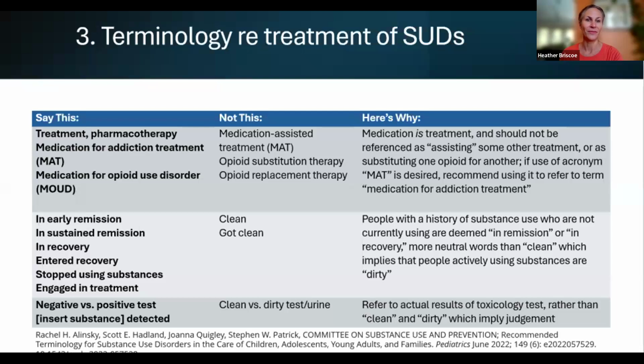And then again, with the treatment of substance use disorders, we used to say medication assisted treatment, but we've really shifted to medication for opiate use disorder, MOUD. And if you do still use MAT, it's shifting from medication assisted to medication for addiction treatment. The reason being that a lot of people feel like MAT is just substituting one thing for another or just assisting, but it really is the treatment. So shifting our language to be more aligned with the medical facts about what MOUD is will be helpful for those who are in it. And I think a lot of us talk about people getting clean or the urine being clean, but it should be that a person is in early remission or has entered recovery, or that the urine was a negative test.